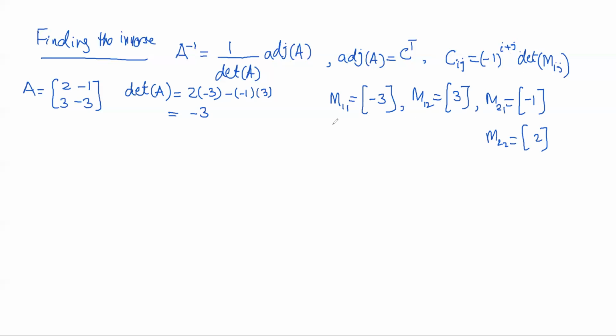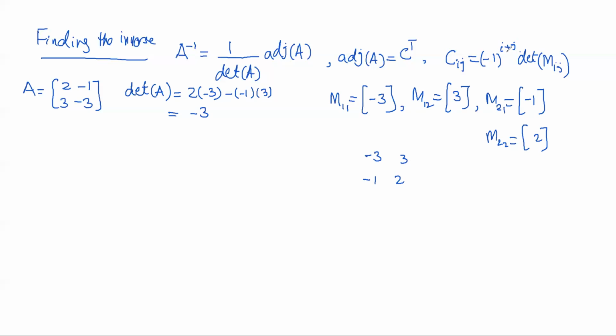The determinant of a 1 by 1 matrix is simply that number. So we can write their determinants as -3, 3, -1, and 2.